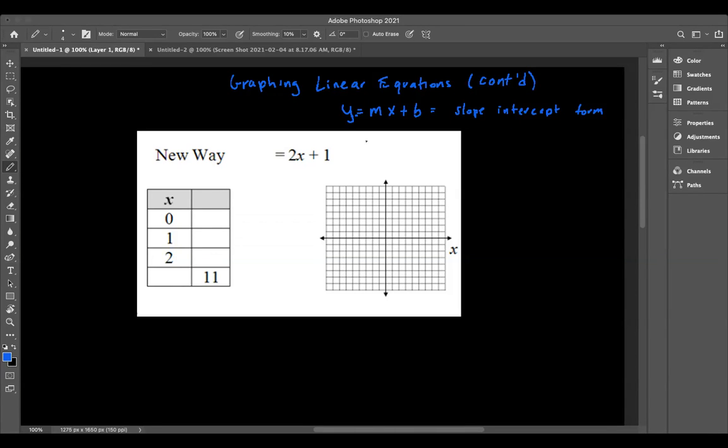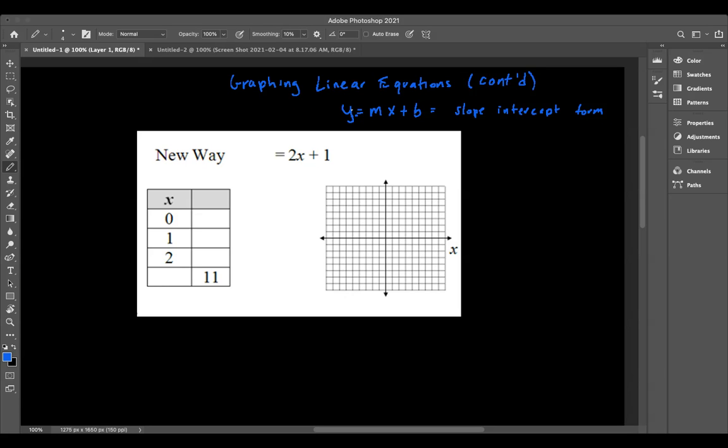This time I'm giving you a video on graphing linear equations, but we're going to add more to what we've learned before in terms of the slope-intercept form. So if you remember what we learned before, y in slope-intercept form of graphing linear equations was always equal to mx plus b. So we knew the m was the slope and the b was the y-intercept, okay?